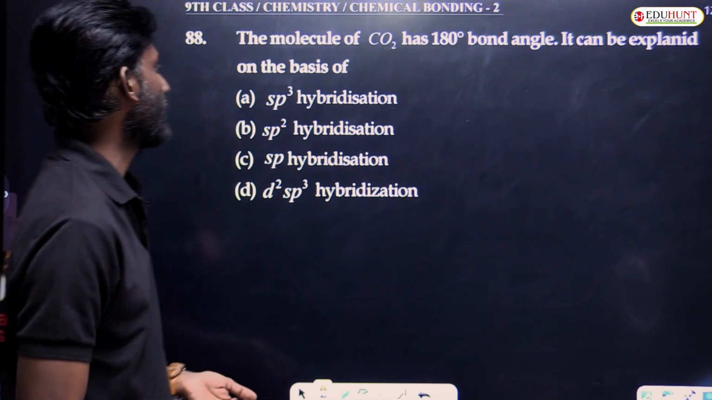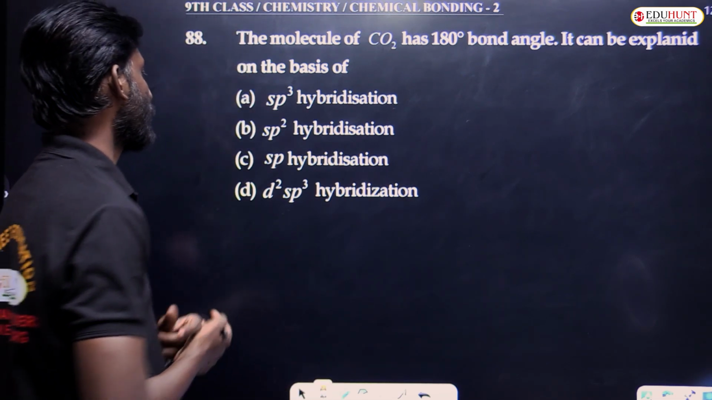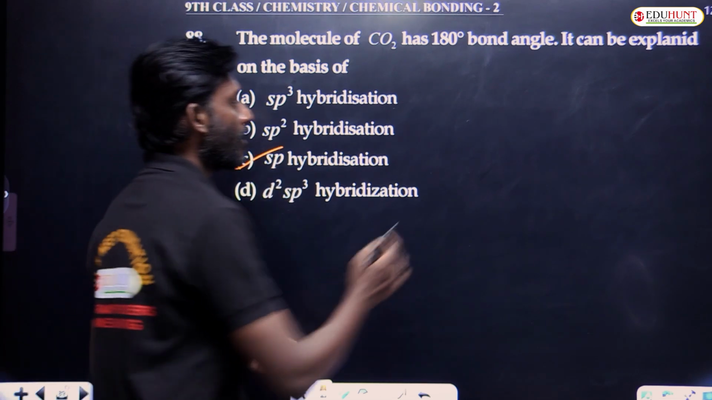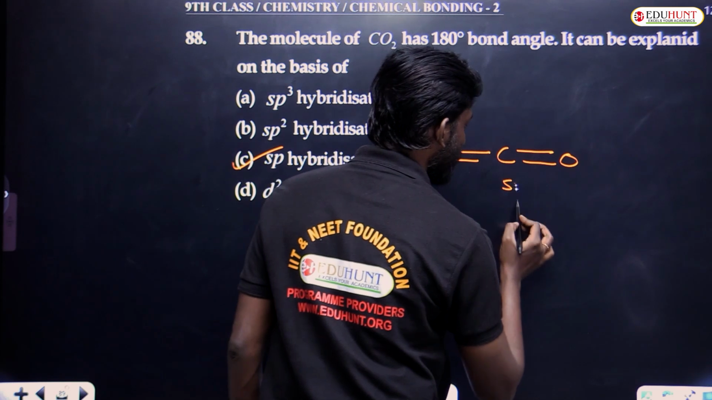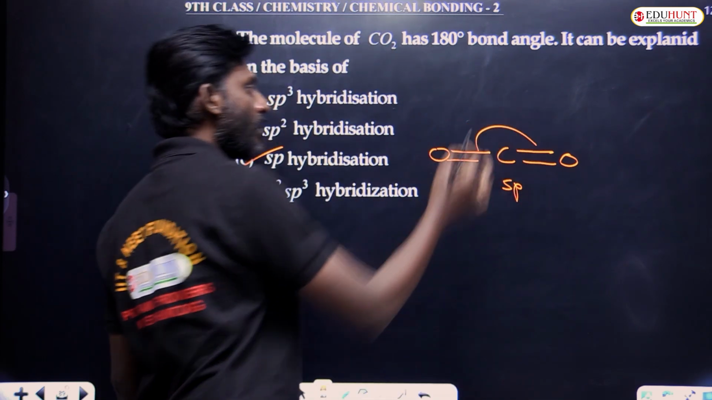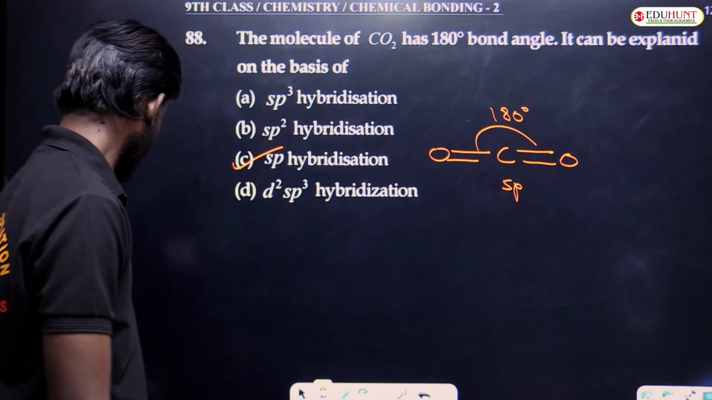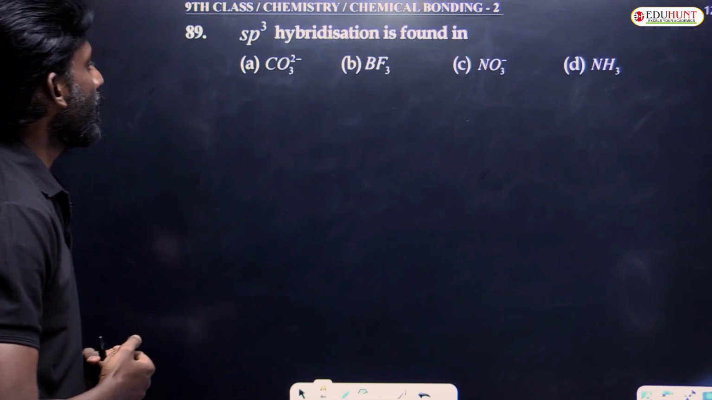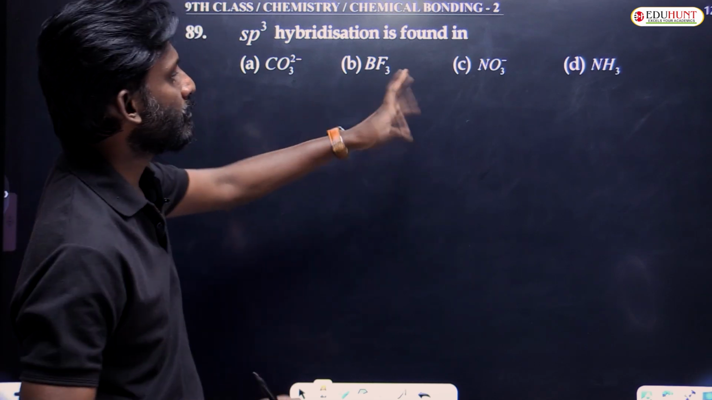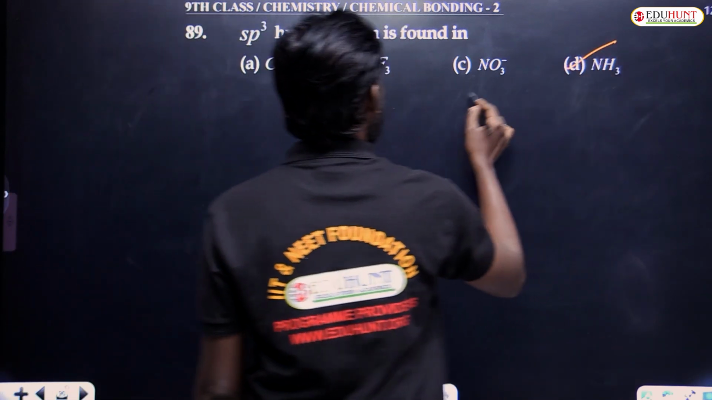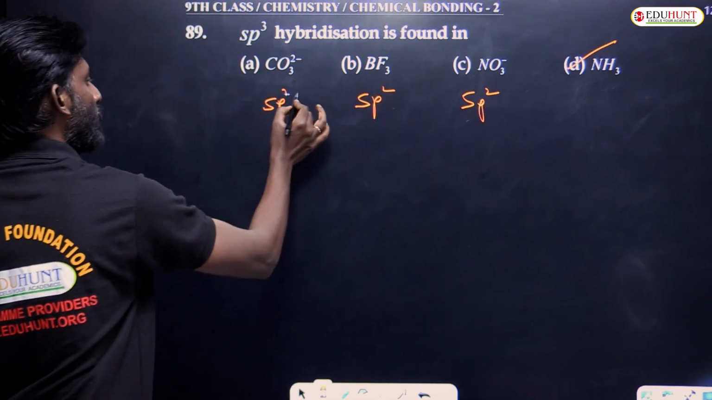Next, question number 88. The molecule of carbon dioxide has 180 bond angle. It can be explained on the basis of, yes, sp hybridization. Carbon dioxide is linear because the central atom undergoes sp hybridization. That's why the bond angle is 180 degrees. Next, sp3 hybridization is found in ammonia, right? And here sp2, here sp2, here sp2.